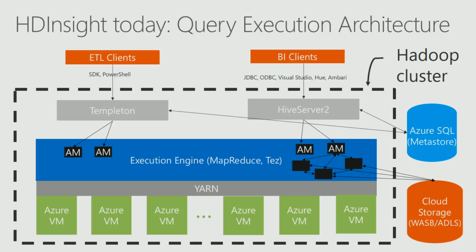Underneath it, they're all doing the same thing. The execution engine is preferably Tez, which is faster than MapReduce. It creates AMs, application masters, which create DAGs, which ultimately run on Azure VMs. Two things to point out here. One, our Metastore is the Azure SQL Metastore. It can be persistent. By default you get one, but you can have a custom Metastore, which means it can be persistent. And then our storage is also persistent on the cloud, which can be Azure Blob or ADL Store. I'll talk about that in the end.